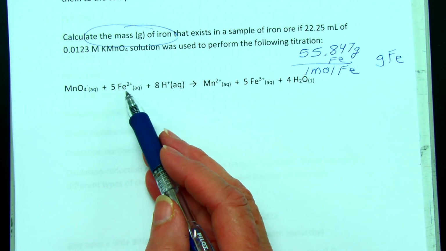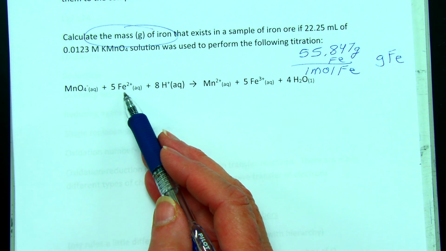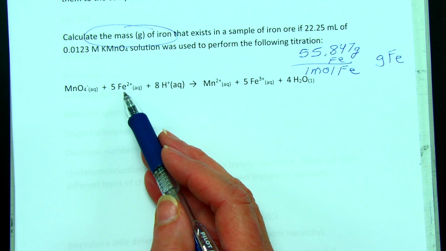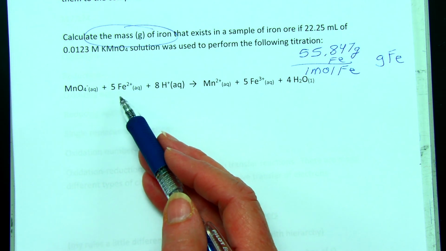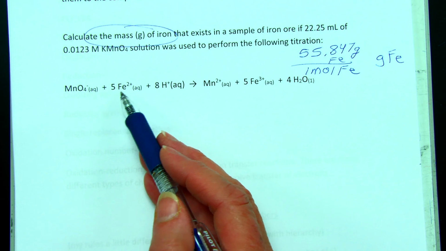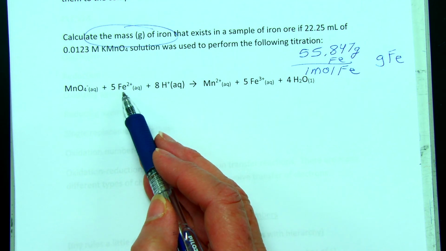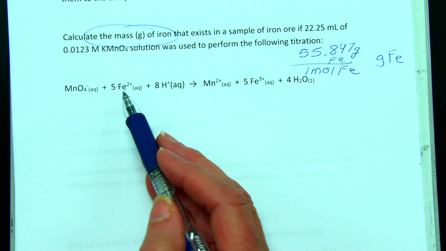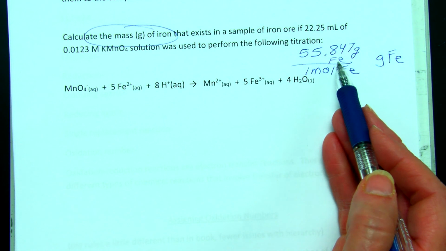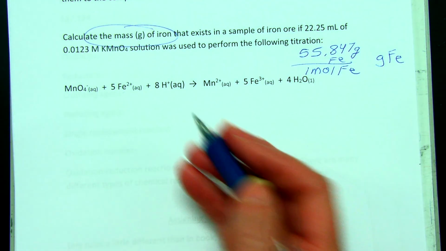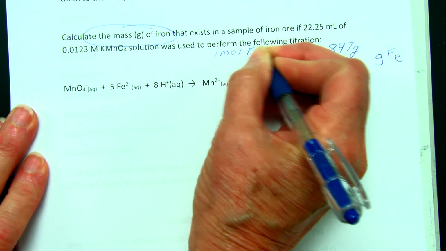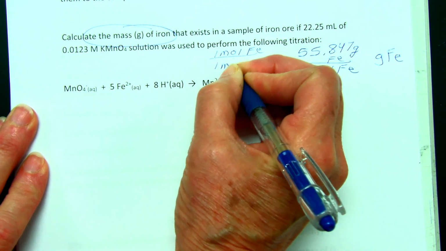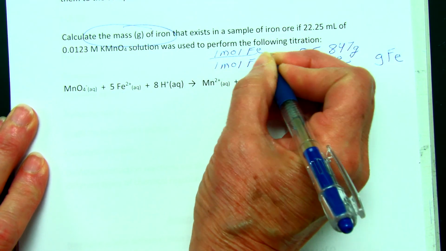Well, how much does an electron weigh? Almost nothing, right? It has actual mass, but we say for practical purposes it's nothing. It's 10 to the negative 26 something grams. So, if the electron doesn't weigh anything, then the ion has the same mass as the atom, right? And when we look at this, we would say then that we get 1 mole of iron, the atom, from every 1 mole of iron 2 plus that's in my equation.